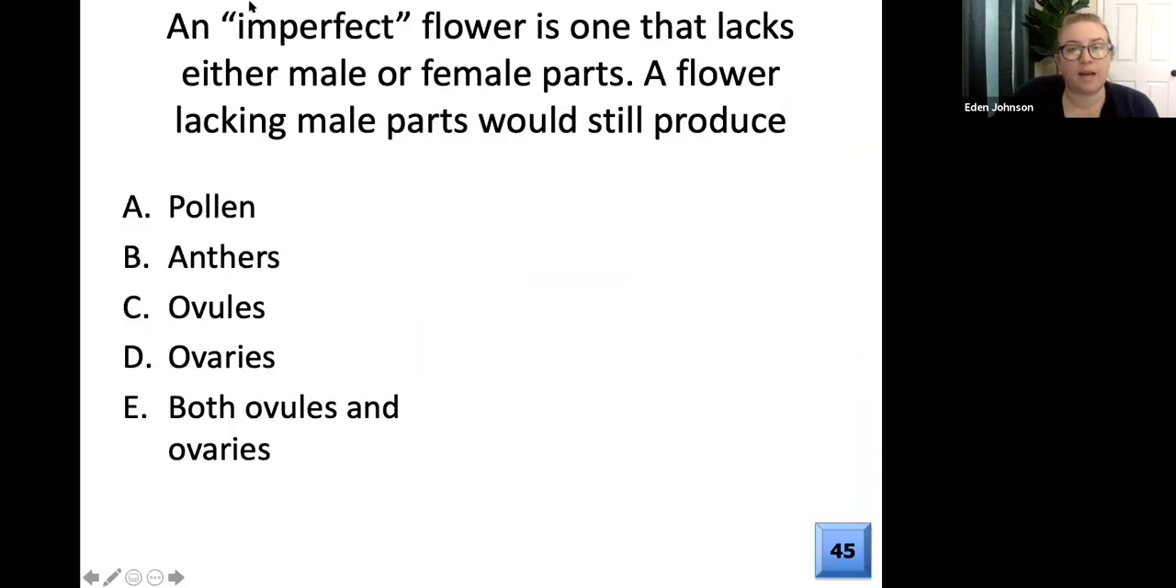All right, a clear question that you would have had in class. An imperfect flower is one that lacks either male or female reproductive parts. A flower lacking male parts would still produce what? Would it produce pollen? Would it produce anthers? Would it produce ovules? Would it produce ovaries? Both ovules and ovaries.